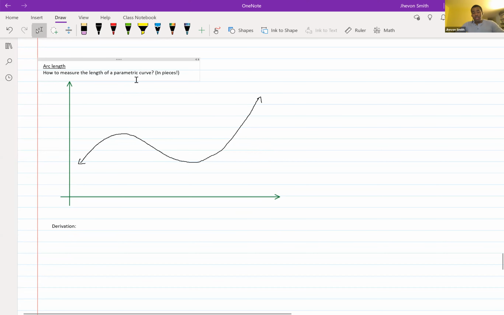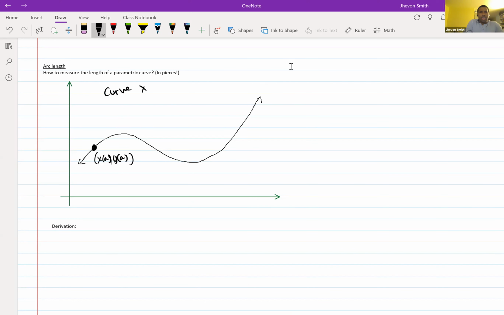How do you measure the length of a parametric curve, right? And the answer is in pieces. What do I mean? Well, let's say you have a parametric curve. Here's one point. This is your initial point, x of a, comma, y of a, right? So this is the curve, x equals x of t, y equals y of t, and my t is going from a to b, right? So the final point is over here, x evaluated at b and y evaluated at b, right? What if I wanted to measure the distance that I would have traveled along this curve to go from this point to that point?